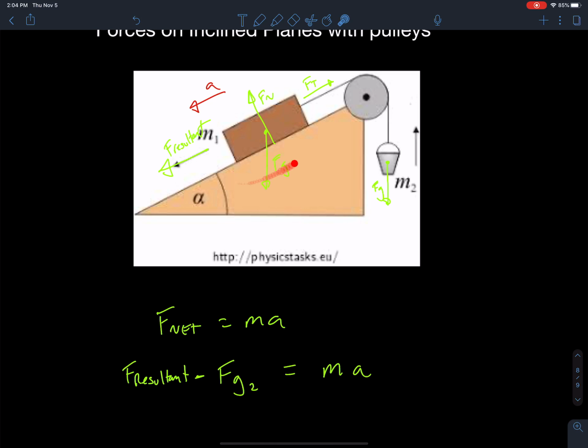Now, I'm assuming that there's no friction. Okay, so I'm just trying to keep it as simple as possible. Imagine this is a frictionless inclined plane. So we didn't factor friction in. So how would I do that?